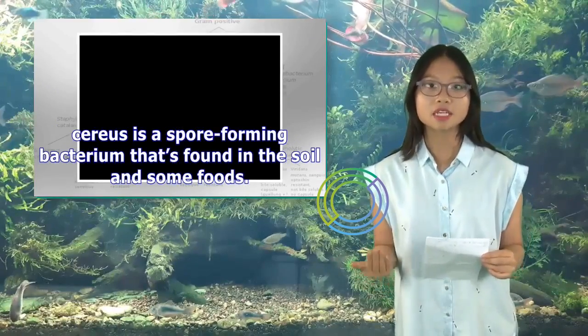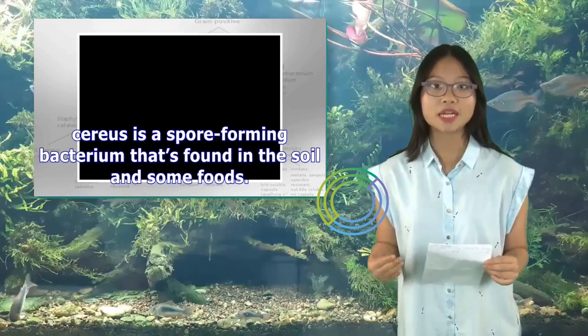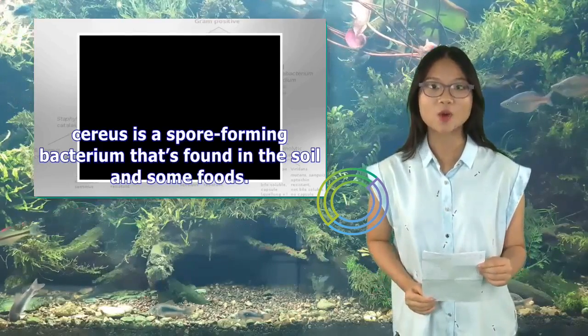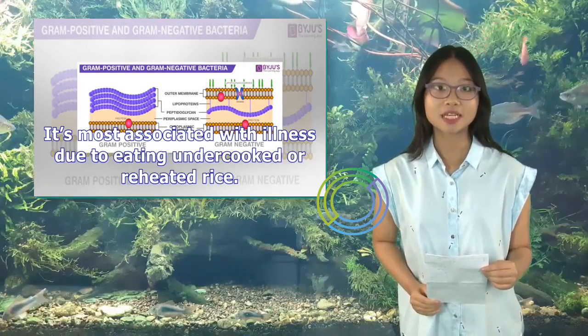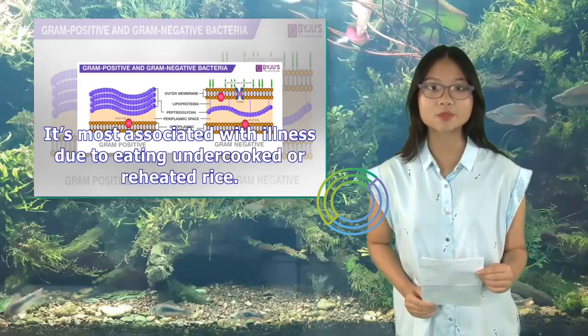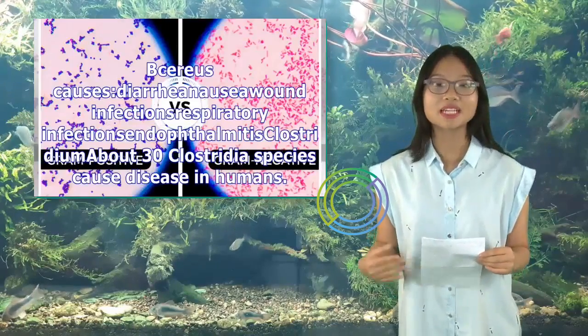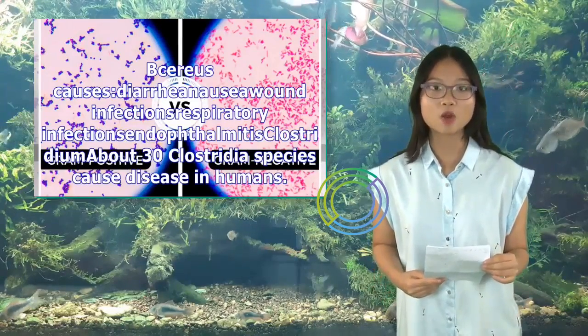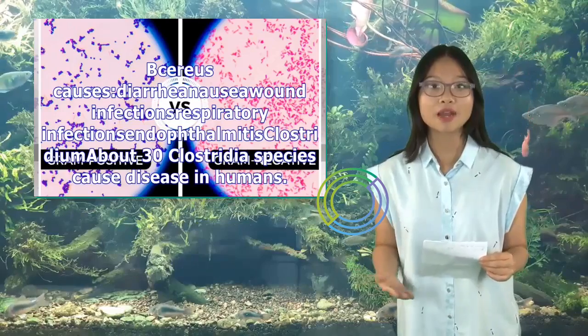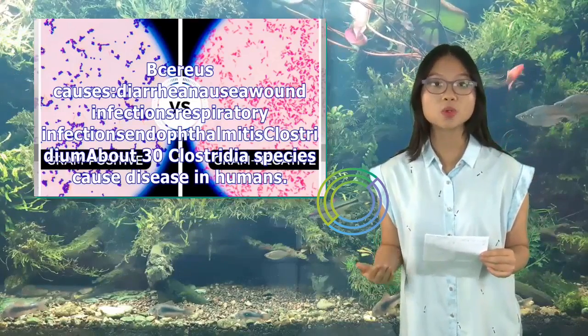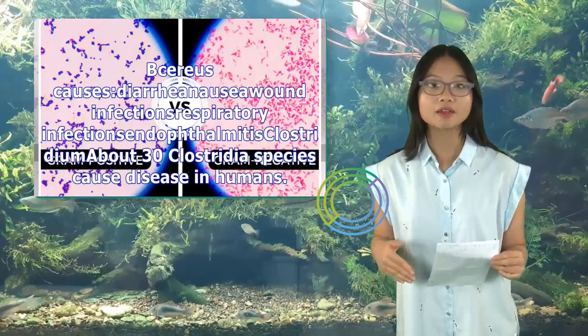Bacillus cereus. B. cereus is a spore-forming bacterium that's found in the soil and some foods. It's most associated with illness due to eating undercooked or reheated rice. B. cereus causes diarrhea, nausea, wound infections, respiratory infections, and ophthalmitis. Clostridium. About 30 Clostridia species cause disease in humans.